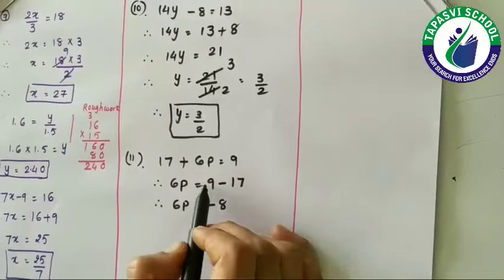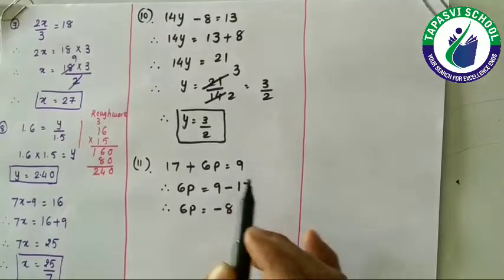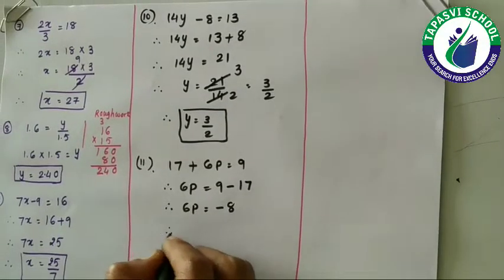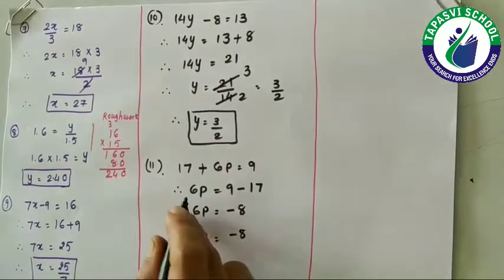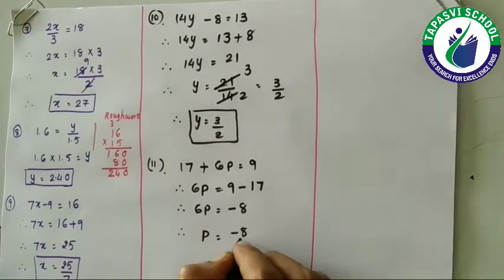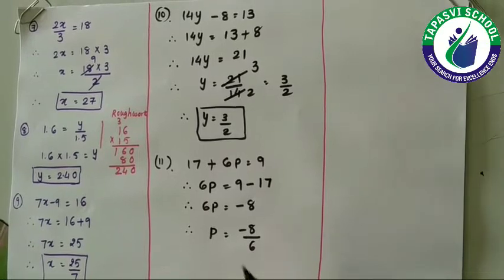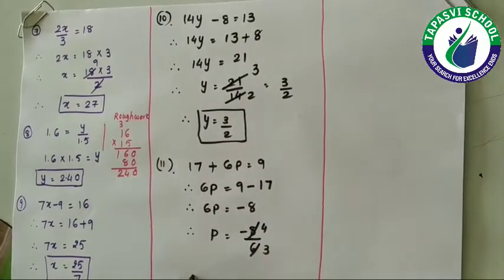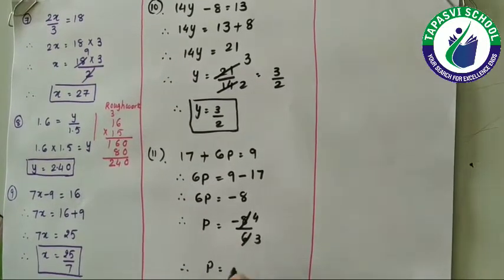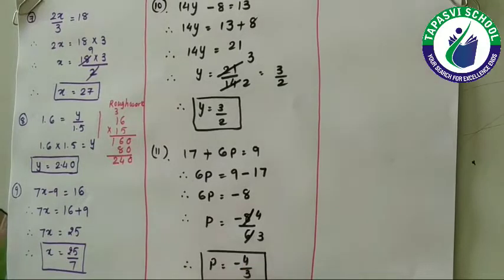See here students, plus minus minus, so subtraction we will do and we will put here the bigger term's sign. Now again p will be the object, here minus 8. Now 6 is in the relation of multiplication, this side it will come in the relation of division. Now 2 4s are 8, 2 3s are 6. Therefore, the value of p will be minus 4 upon 3.